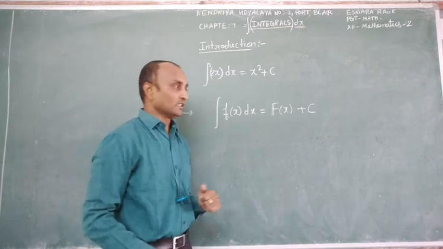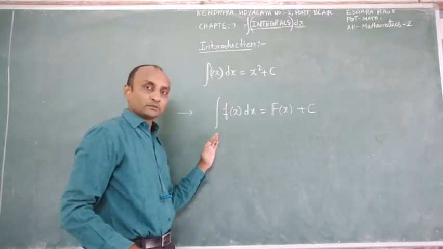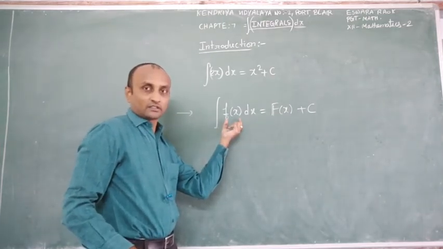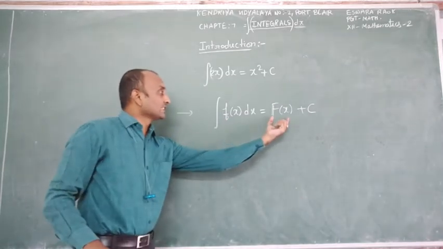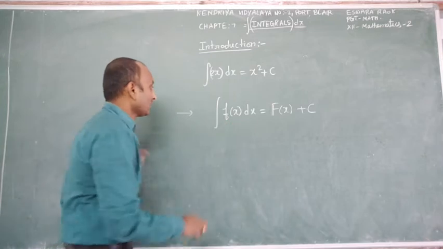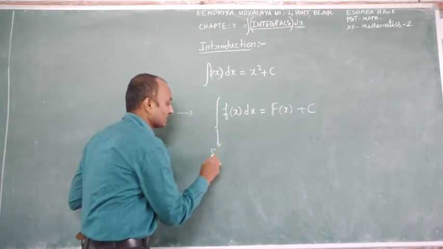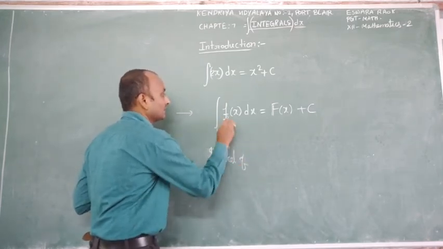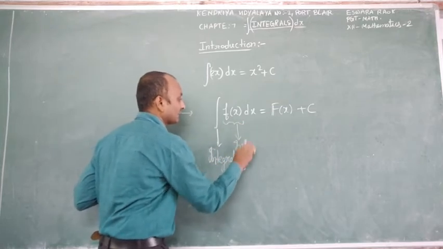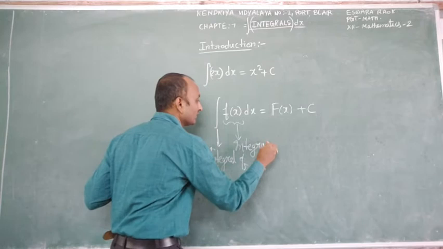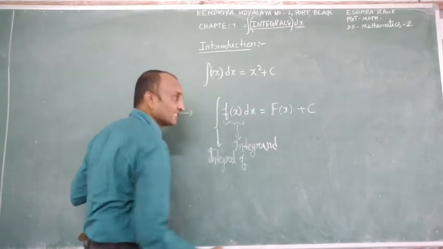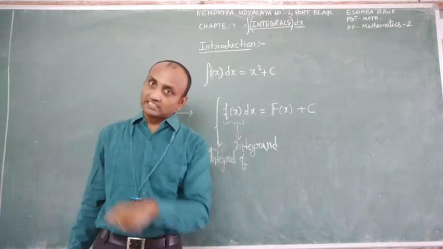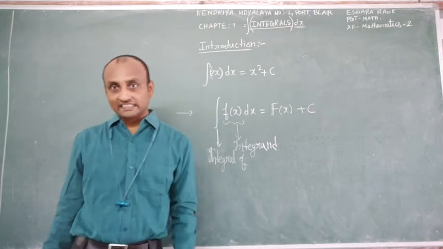Now I explain the meaning. We are doing the process of finding the integral of the function f of x. This is called the sign of integral, the integral sign. We can read it as integral of. And this is called the integrand. What is the meaning of integrand? Integrand means the function which we are going to integrate, the function for which we are going to find the integral.